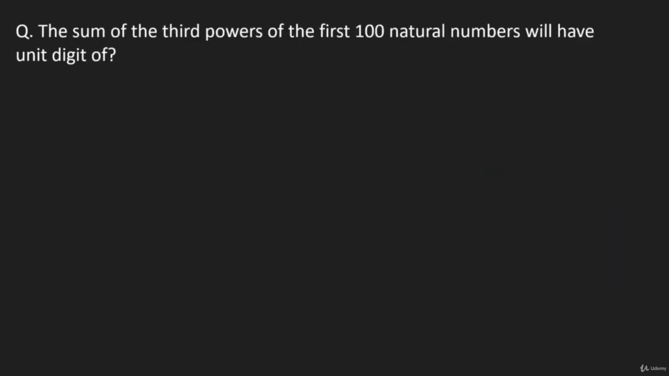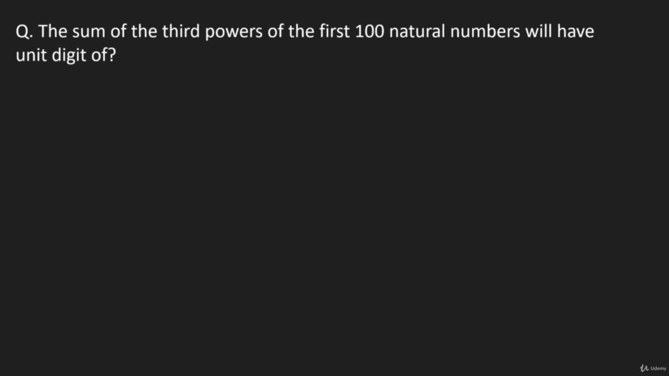Let's do this question. The sum of the third powers of the first 100 natural numbers will have unit digit of what? Alright, so pause the video, give it a try, identify the unit digit when you do 1 cube plus 2 cube up to 100 cube. Alright, we are back. I hope you have given it a try. Let's try to do it together.